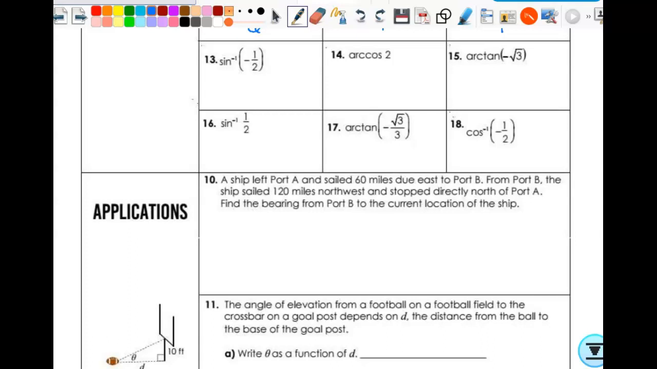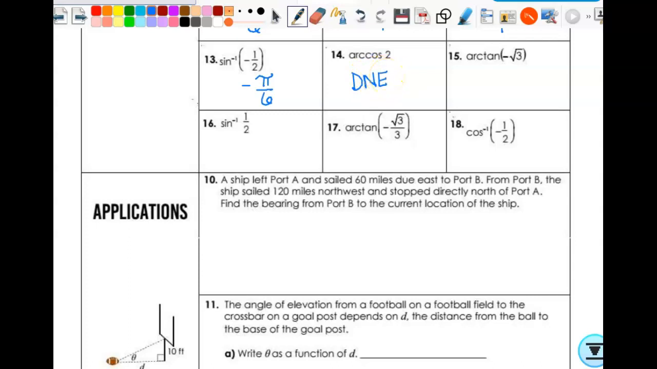Okay, so for 13, sine inverse of negative 1/2. So if I use my hand trick, here's how I make sine 1/2. That means the angle is pi sixths, but this is a negative 1/2, so that means my answer is a negative pi 6. Everybody good with that? Arc cosine of 2. Can I have a cosine value of 2? No, so this does not exist.